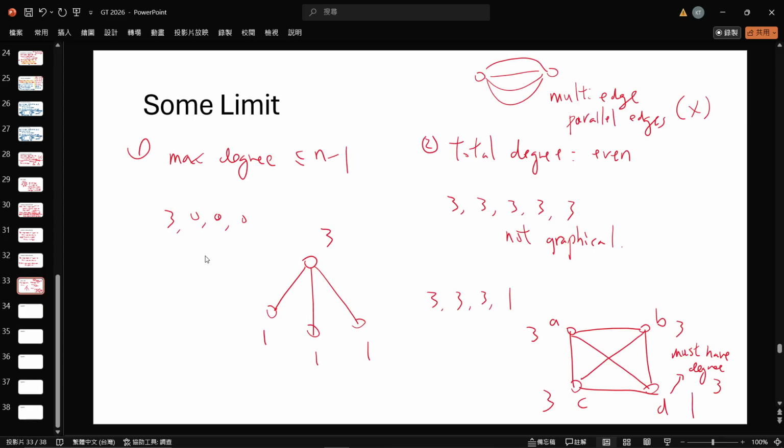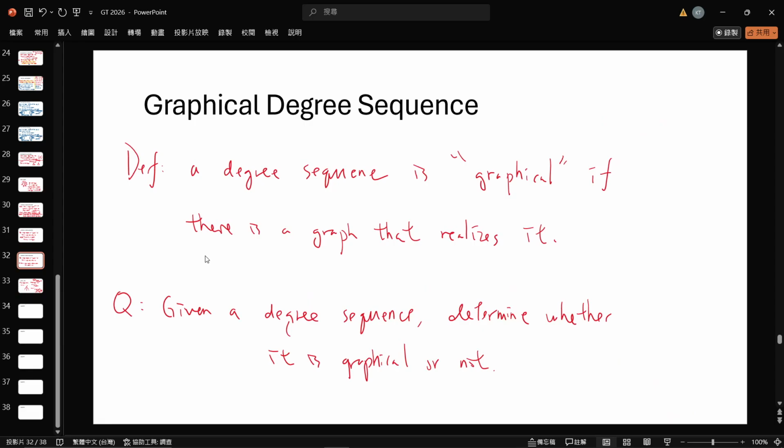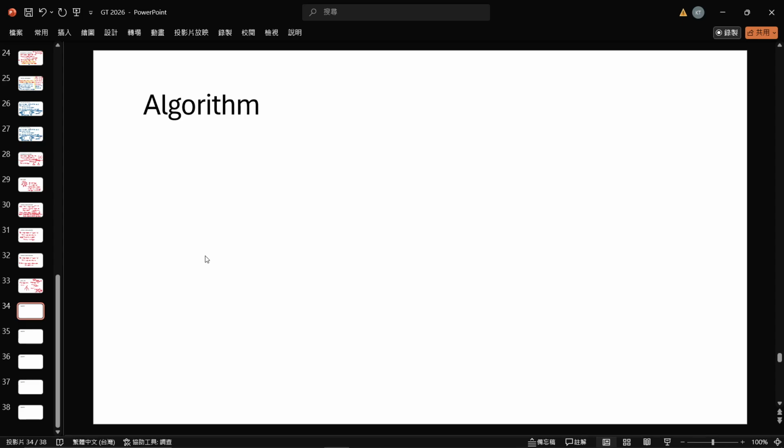So the algorithm has an input, the degree sequence, and the output. Well, the natural output for this question is yes or no, graphical or not. But it turns out that the algorithm can also give you a graph that can realize the degree sequence if the input is graphical. So the output will be a graph if the degree sequence is graphical, and the graph will realize it, or it will output no, it's not graphical. So let's consider an example, and let's see how to develop an algorithm to solve this question.